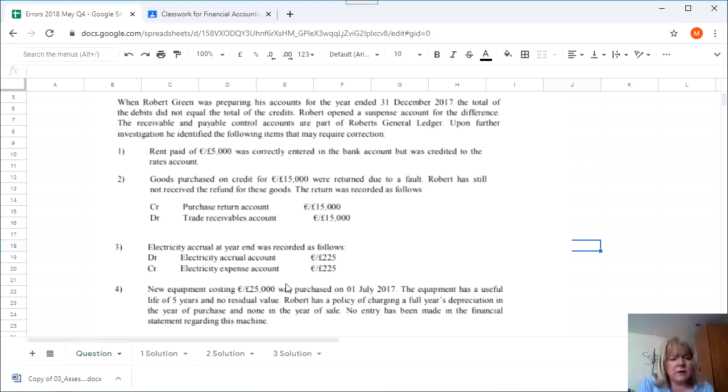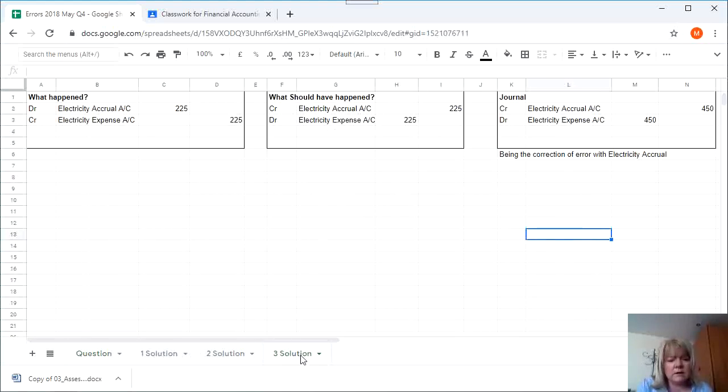Okay, so moving on then to the third error here, we are told that electricity accrual at year end was recorded as follows: debit electricity accrual account 225, credit electricity expense account 225. And again, watch the debits and credits and the account names and figures and have a look then and analyse it. So if we look at what happened, we debited the electricity accrual 225 and credited the electricity expense 225. So you just write that out.